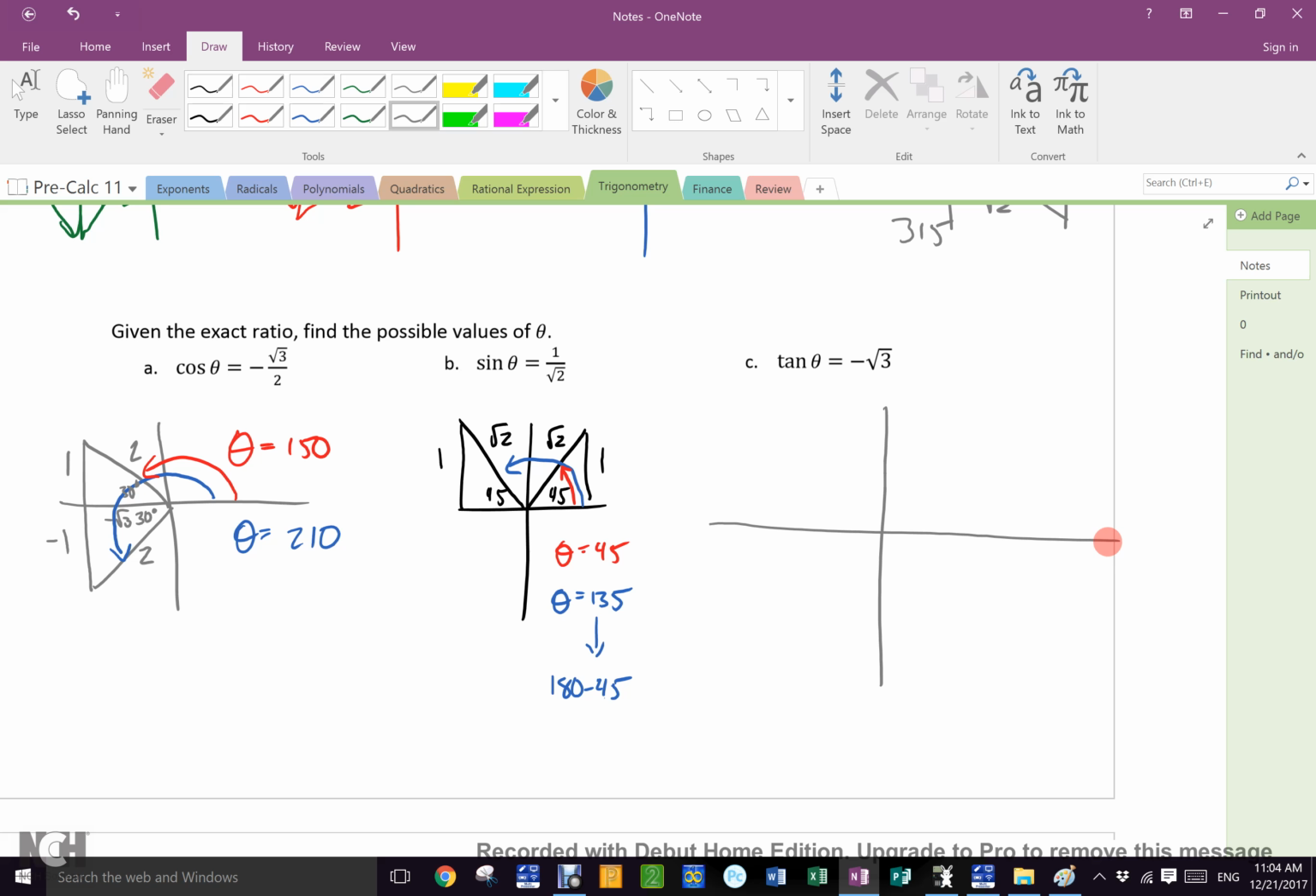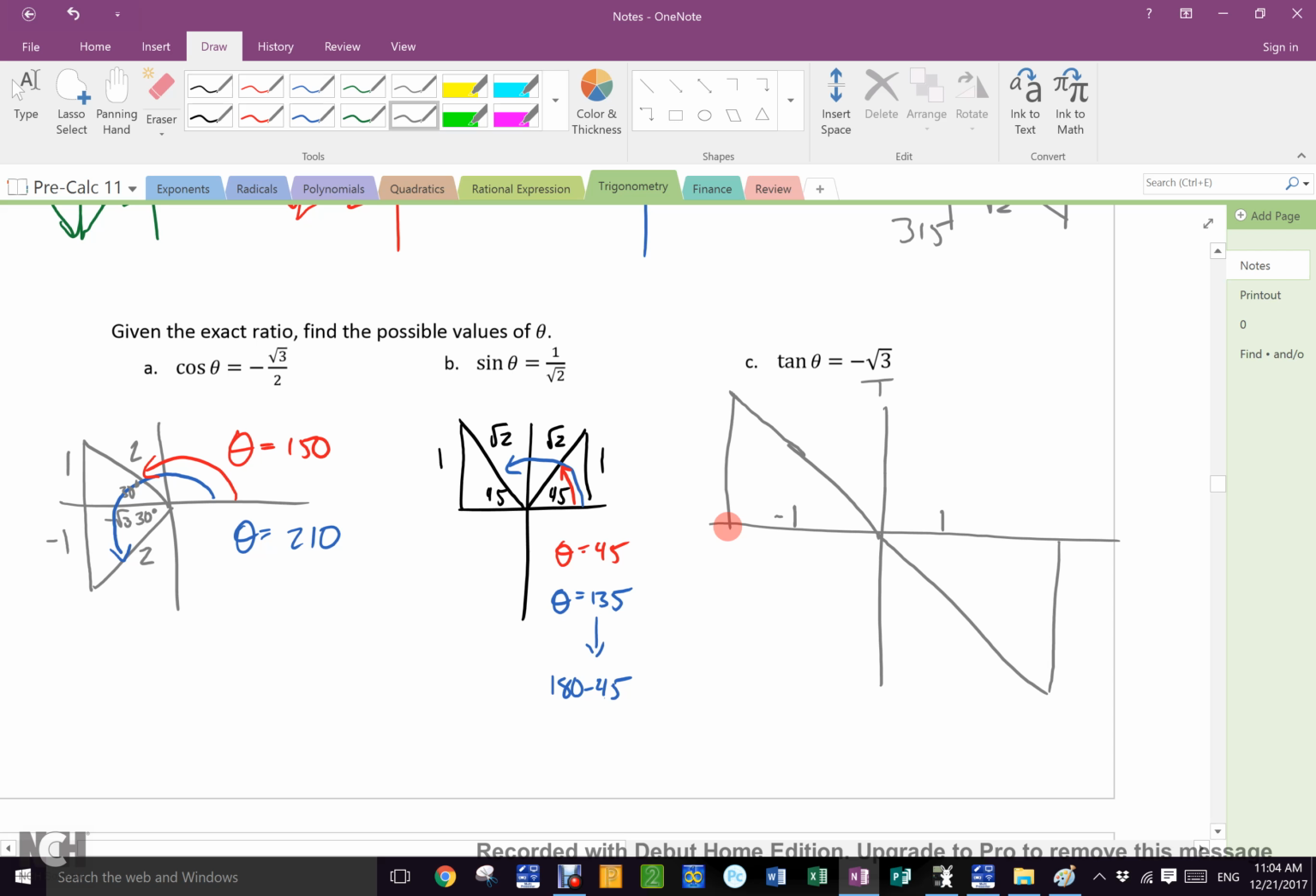Where can tan be negative? Quadrant 2 and 4. So I have to go down here or up here, yes? Tan is y over x, right? So what is the real denominator here? 1. So it's y over x. So that means this must be 1, negative 1, and this must be what? Positive 1.